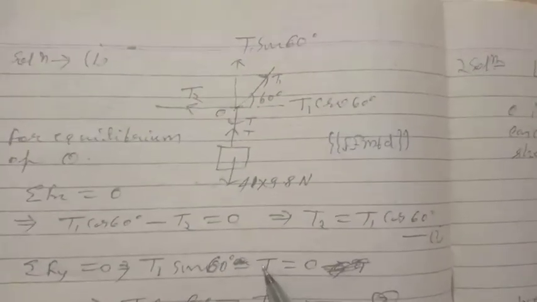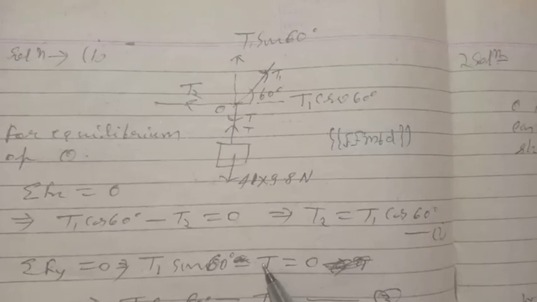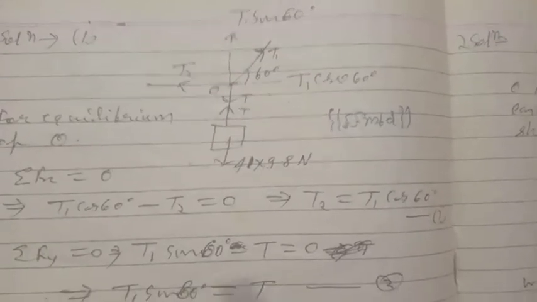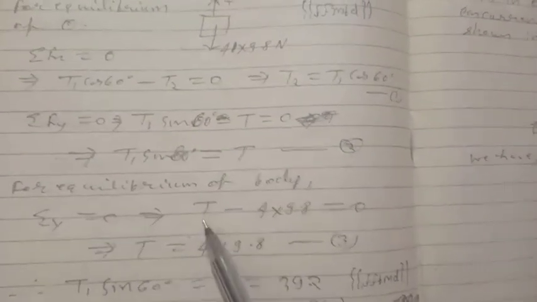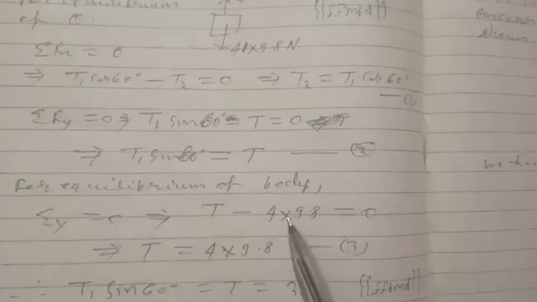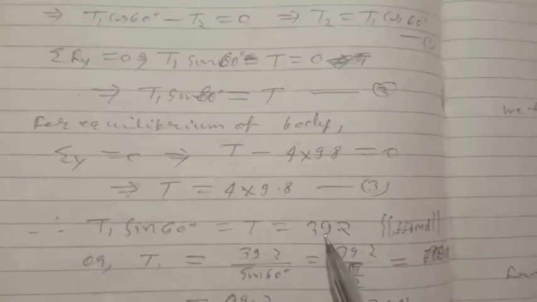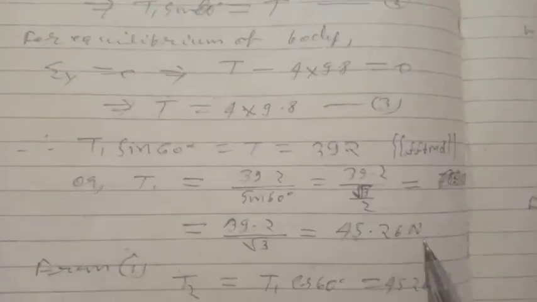Sigma Fy equals 0. This gives T1 sin 60 minus T equals 0, which implies T1 sin 60 equals T. Now for the equilibrium of the body, sigma Fy equals 0, so T minus 4 into 9.8 equals 0. This gives T equals 4 into 9.8, equation 3. Hence T1 sin 60 is equal to T, 39.2. So we can get T1 equal to 45.26 Newton, answer.